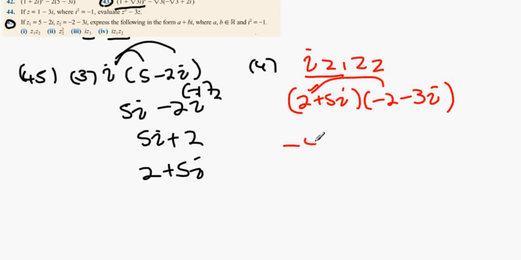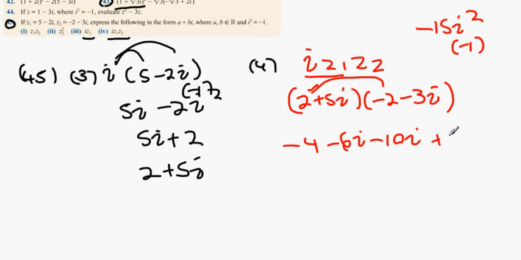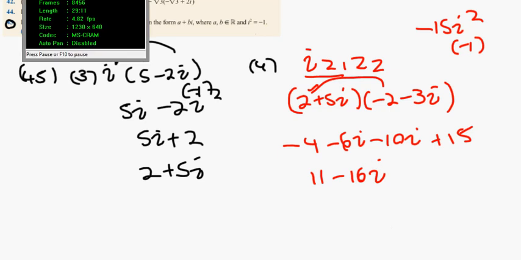So we're going to get 2 times minus 2 is minus 4. 2 times minus 3i is minus 6i. And then 5i multiplied by minus 2 is minus 10i. Then 5i times minus 3i is minus 15i squared, which is plus 15. Then minus 4 plus 15 is 11. Minus 6i minus 10i is minus 16i. So the answer is 11 minus 16i.